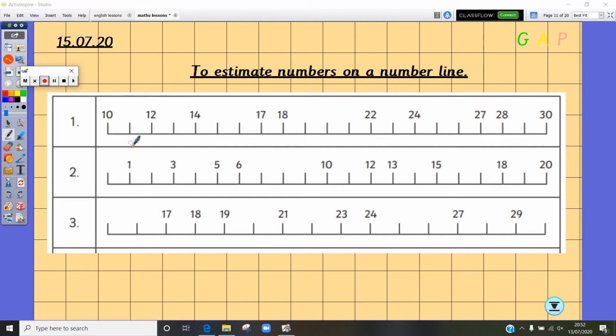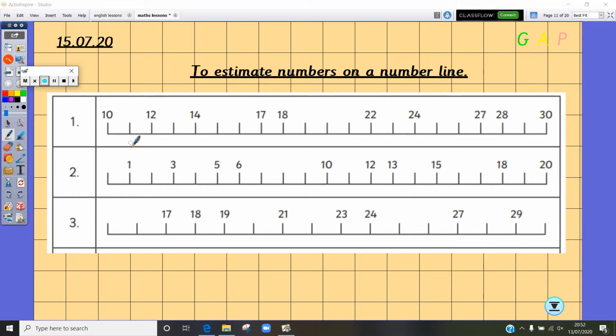So the first thing we're going to do is have a look at estimating numbers on a number line. So you can see here I've got three number lines that are very, very different, and they've also got lots of missing numbers. So we've got to work out what the missing numbers are from each number line.